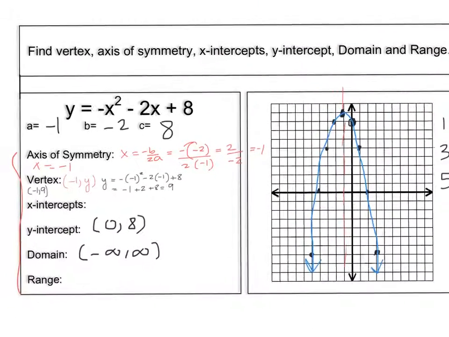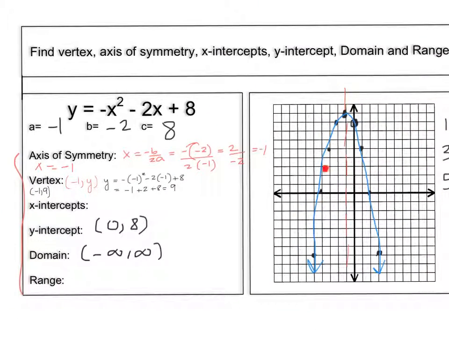Now the x-intercept is where the graph touches the x-axis. In this case, I have two of them. I have a 2 and I have 1, 2, 3, 4, so negative 4. So it's going to be (2, 0) and (negative 4, 0). These are my two x-intercepts. My roots will be then 2 and negative 4.